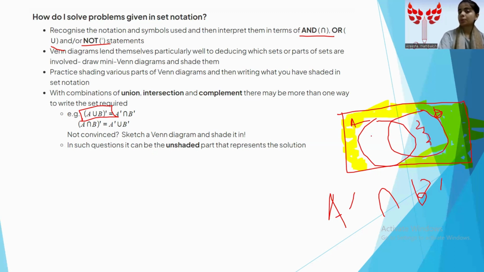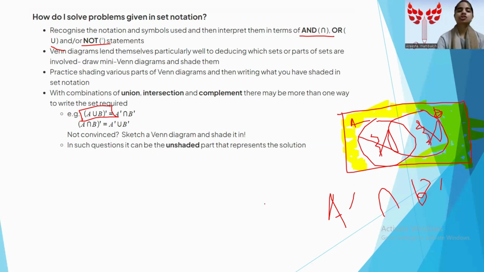But what is B complement? Even this part is included, and the whole background part. But when you intersect both of them, since this is not common for both A complement and B complement, this part is gone. Only the background part is left.